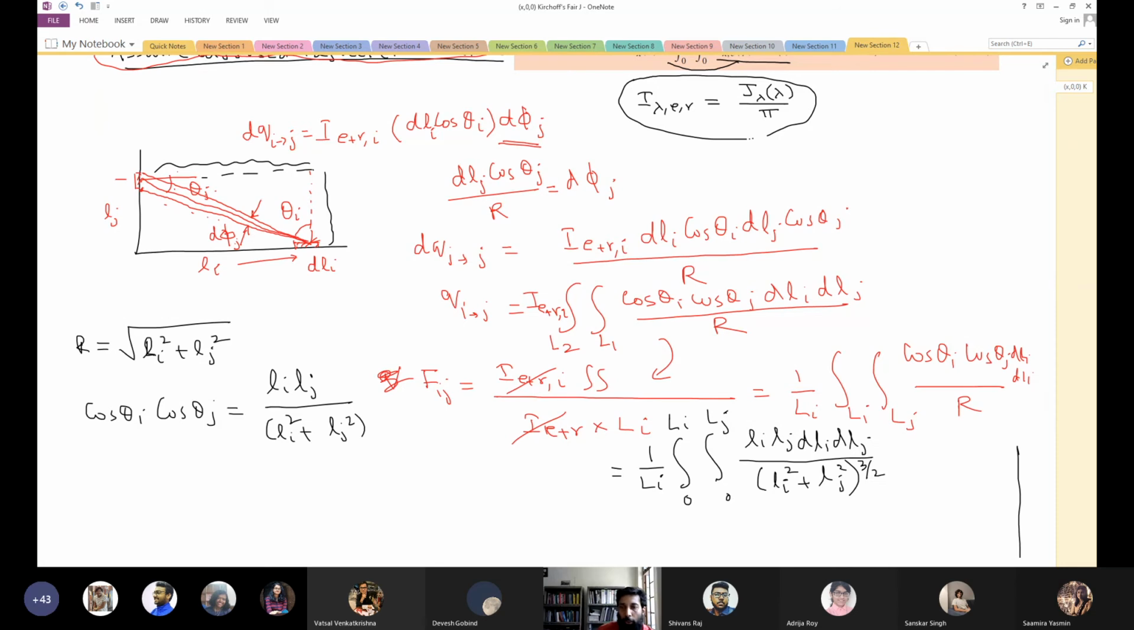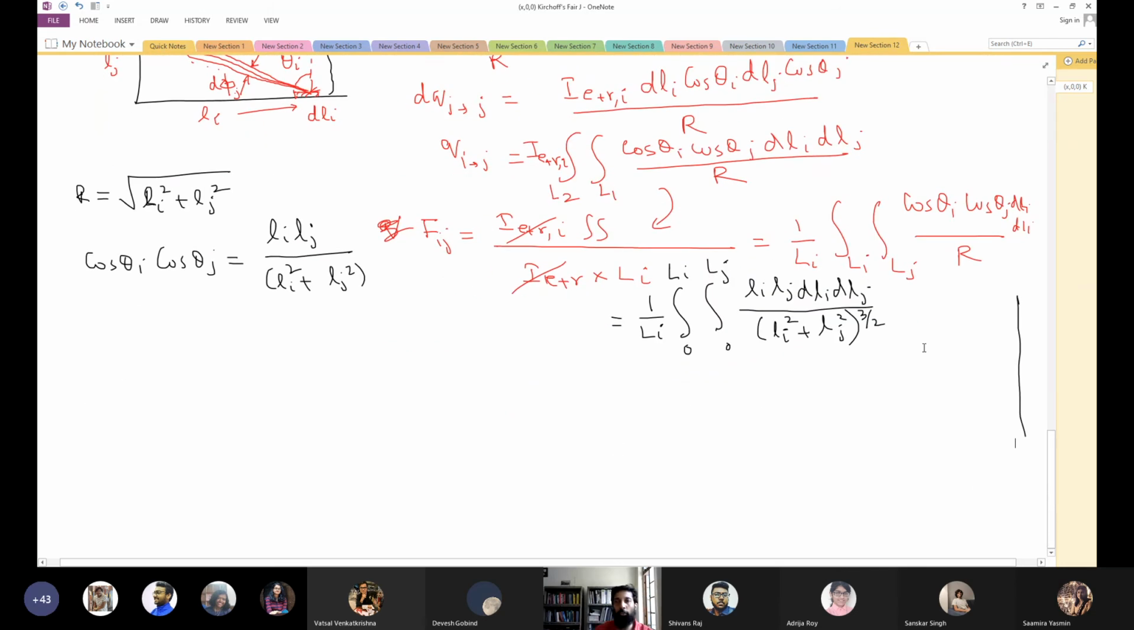Before we go to the solution to this, is this integration clear? How we formed this integration? Yes, sir, it's clear. So we replaced cos theta i, cos theta j and R. It's easier if I write it as 0 to Li, 0 to Lj, xy dx dy.